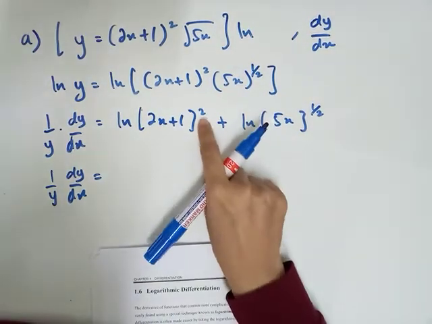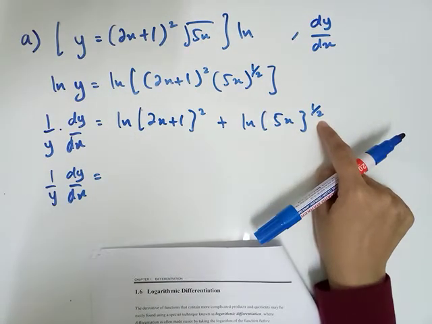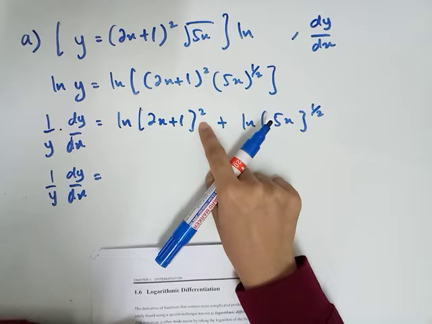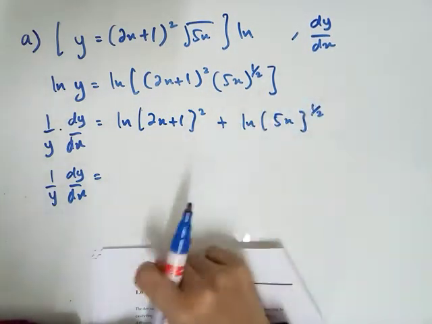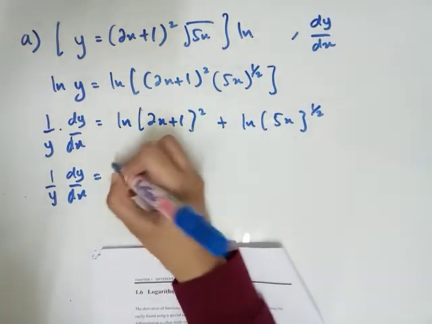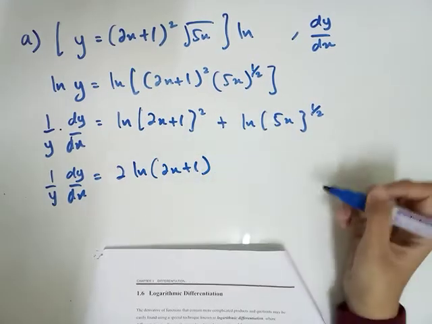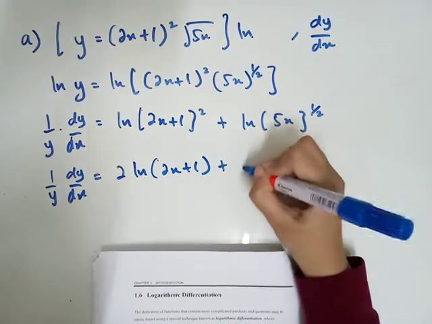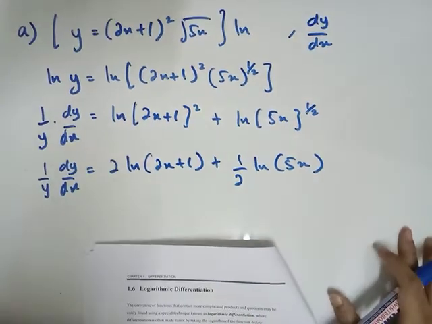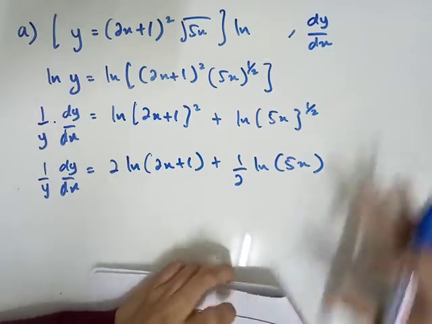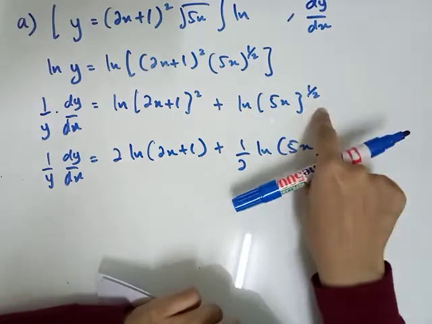This one has a power, this one also has a power. So you need to use the law of number 3. Buangkan power dulu, that means you need to bring in front the power 2 and 1 over 2. That means 2 ln (2x plus 1) plus 1 over 2 ln (5x). Kenapa buat macam ni? Supaya make it easier for you to differentiate without using the power.